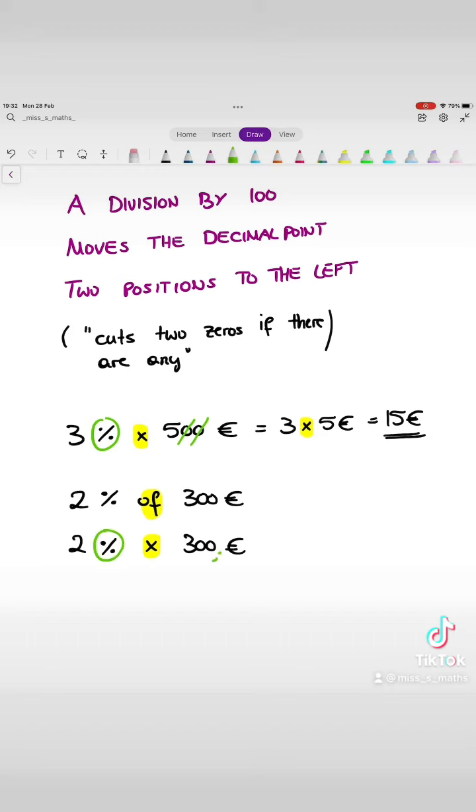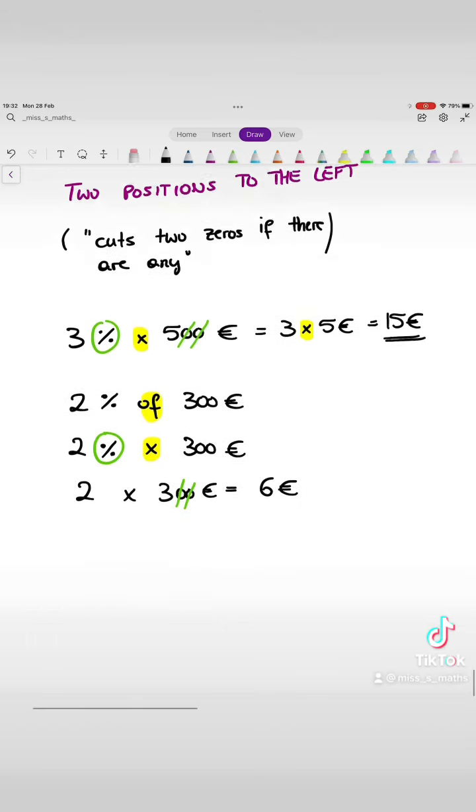So for example, 2% of 300 would either be that movement of the decimal point to the left, or I'm cutting out 2 of the zeros, and that's what I'm going to go with. So instead of writing down 2% times 300, I'm going to write down that this is actually 2 times 3, which is 6, and that's my answer for 2% of 300.